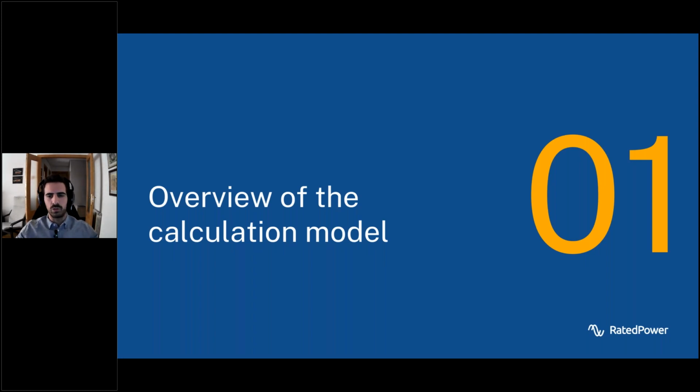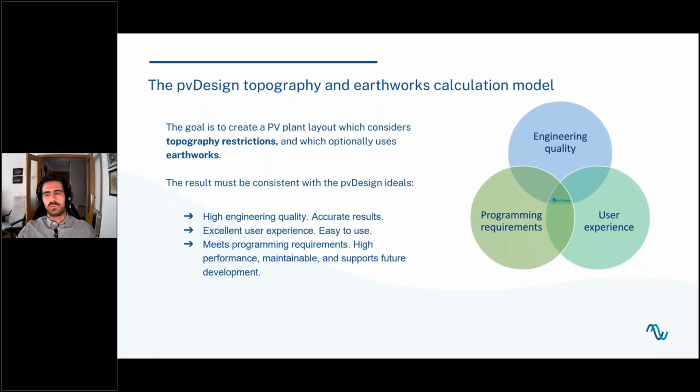So starting with the calculation model itself, first we need to understand what are the goals for this module of pvDesign. Like when looking at the model from a product standpoint, what are we looking at? So we want to model the PV plant topography and generate a PV layout which considers the topography restrictions and which optionally uses earthworks as well. So applying topography restrictions means removing structures, trackers, fixed structures, whatever, because of slopes, and also calculating earthworks when required and when specified by the user.